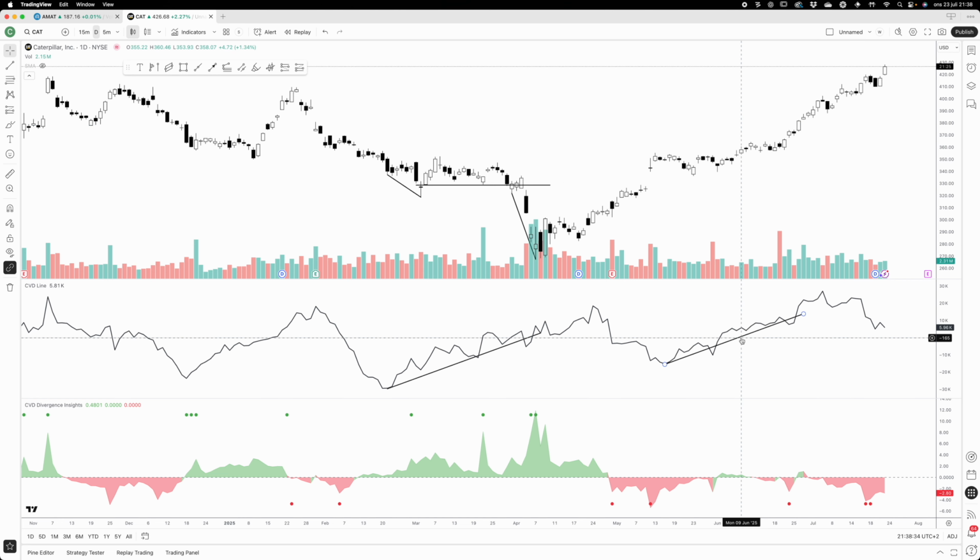But it's so much easier to spot these things on the Insights indicator. It really stands out. And if you're trying to do that with the regular CVD on the daily time frame, just good luck with that.